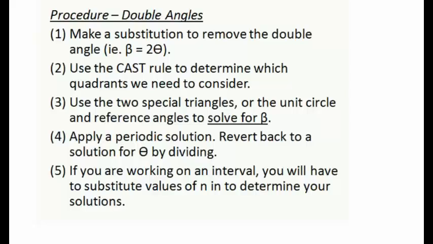Now the ending here is a little bit tricky. What we first have to do is apply the periodic solution. Once we have all of the solutions, we can revert back to the original theta by either multiplying or dividing. And then if we happen to be working on an interval, we need to use our periodic solution to find all of the possibilities on that particular interval. This means we're going to keep substituting in particular integer values of n until we go outside of that interval. So let's take a look at an example to see this procedure in action.